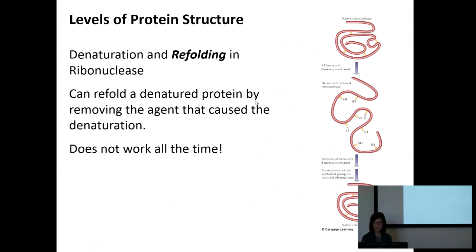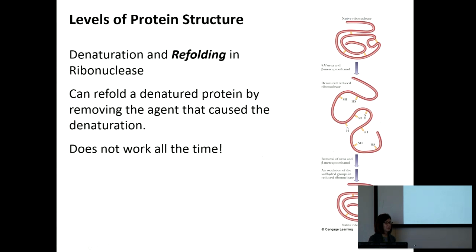Here, this is ribonuclease. What we're adding is urea and beta-mercaptoethanol, and here we get the denatured reduced protein. Then we do dialysis, you remove the urea through dialysis, and then you allow it to air oxidize, and it will pop back in. Now, this only works for small proteins. With a large one, it's going to be really hard to do this. Not to say that it can't.